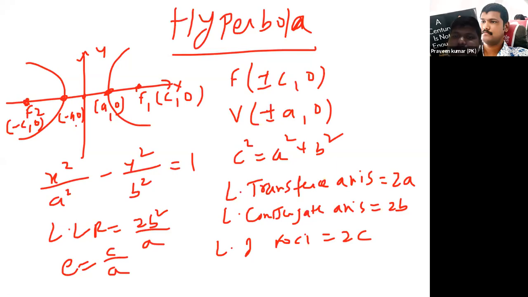Everyone, the formula is x square by a square minus y square by b square. It will come, dear students. Okay, for hyperbola. Okay, okay, right, slowly.